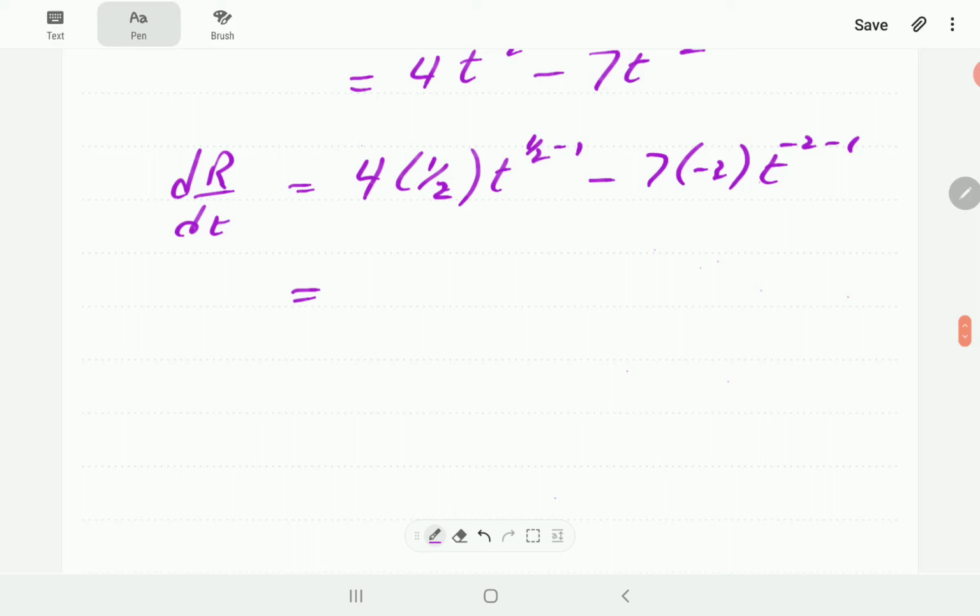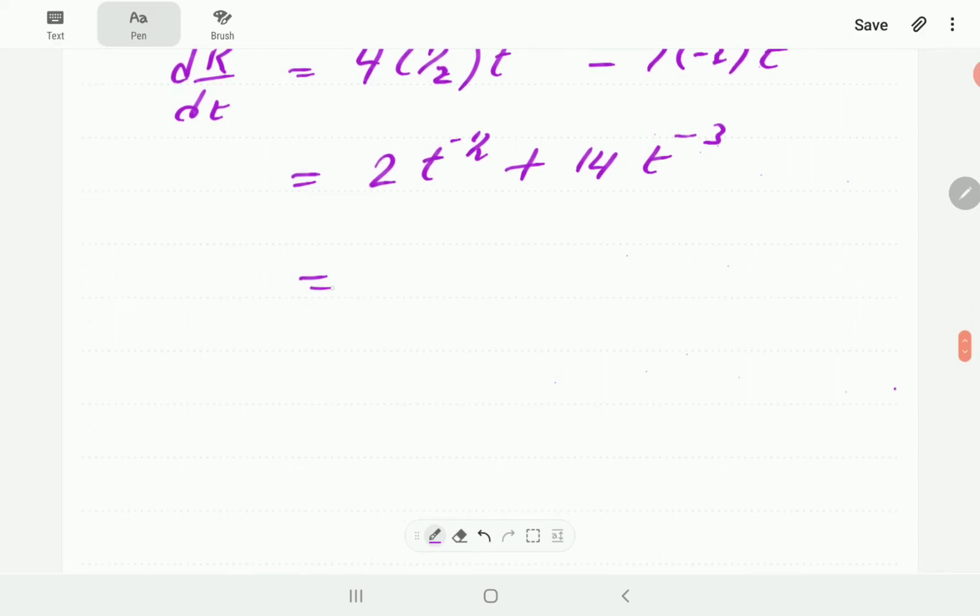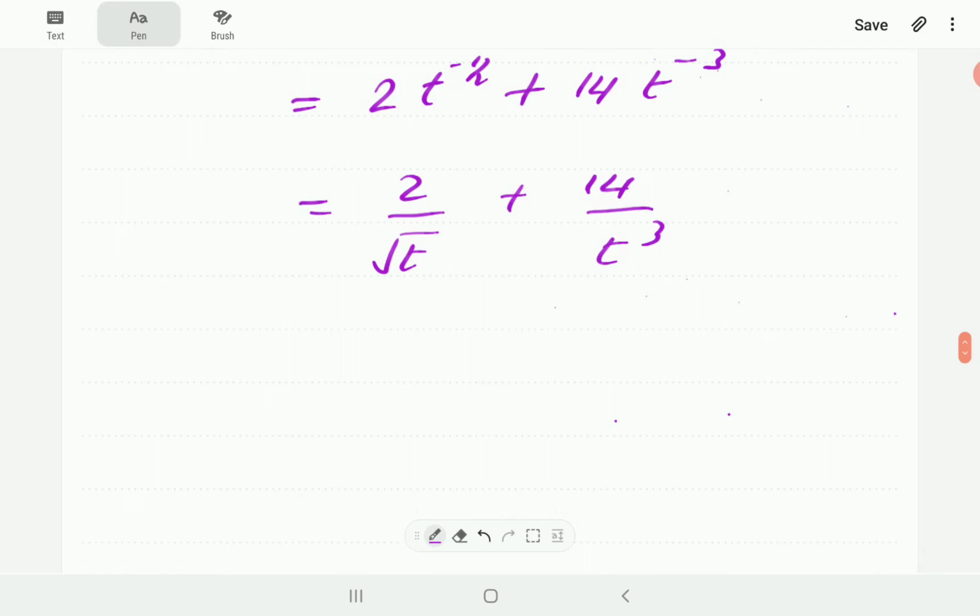Simplifying here, 4 times 1/2 is 2. And then 1/2 minus 1 is minus 1/2. Negative 7 times negative 2 is 14. This is going to be power negative 3. We can now rewrite this as 2 over square root t. This one is going to be 14 over t cubed. And so that is the derivative of our function r.